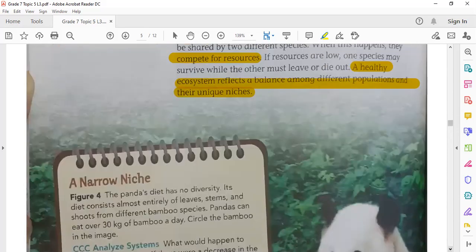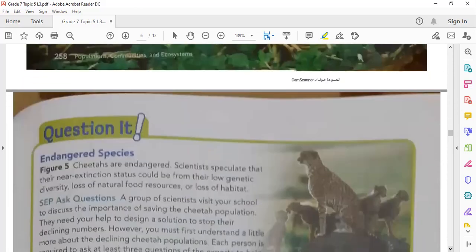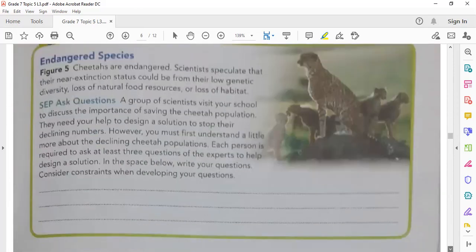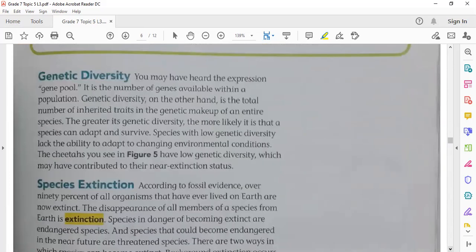The second factor that affects biodiversity is the genetic diversity. What is genetic diversity? Genetic means you have to know that your genes control your traits, your inherited traits.